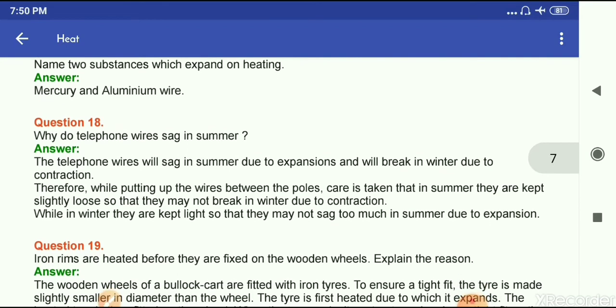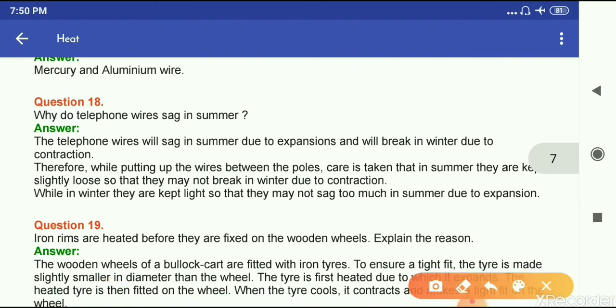Why do telephone wires sag in summer? Telephone wires will sag in summer due to expansion and will break in winter due to contraction. Therefore, while putting up the wires between the poles, care is taken that in summer they are kept slightly loose so that they may not break in winter due to contraction, while in winter they are kept tight so that they may not sag too much in summer due to expansion.